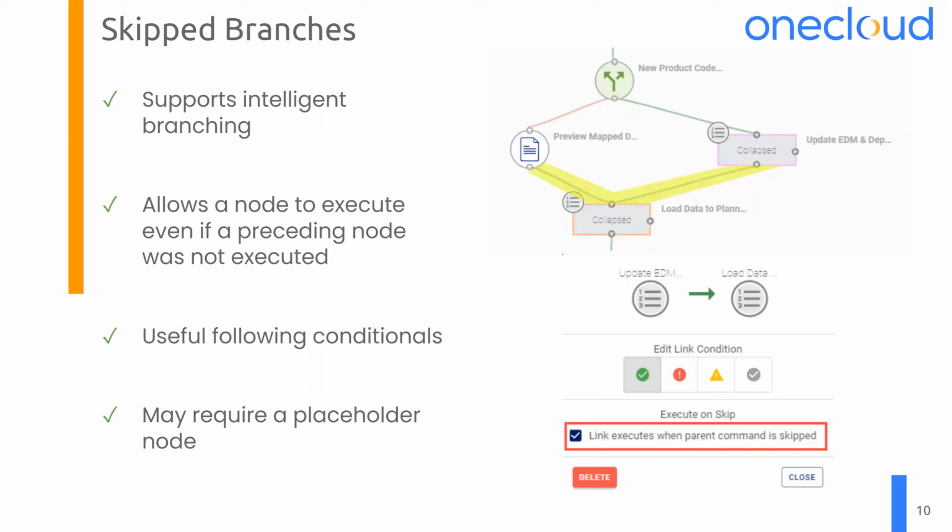This is especially useful when you're doing conditionals and you need to basically branch off into two separate workflows that then converge back onto a single node. You may or may not need to use the skip condition there.